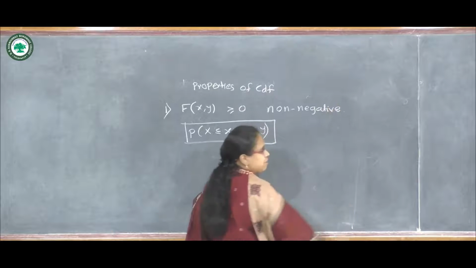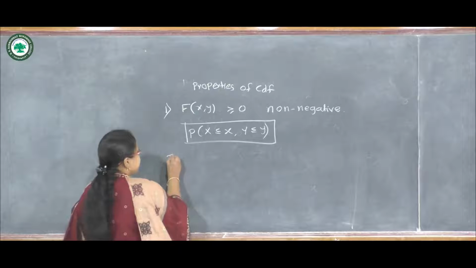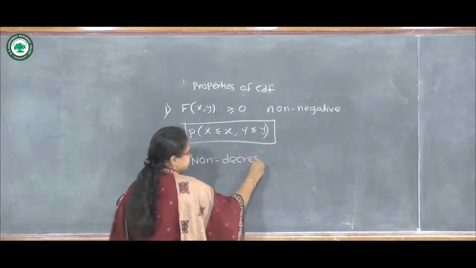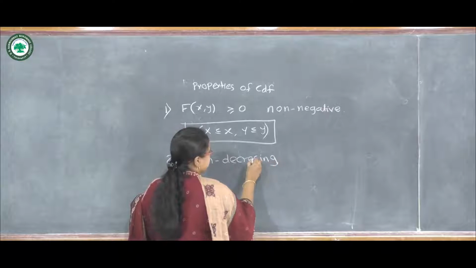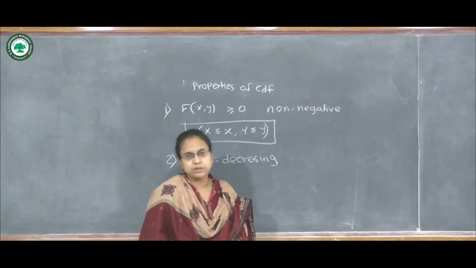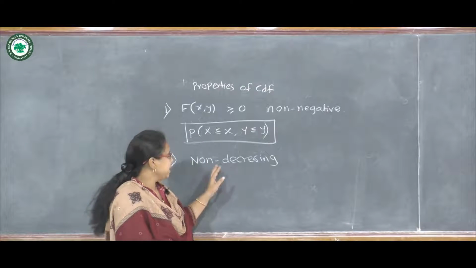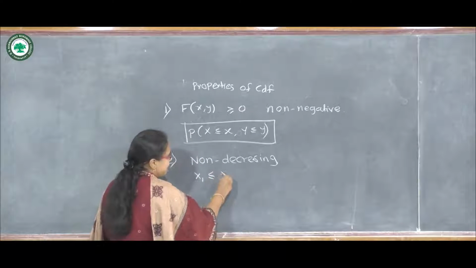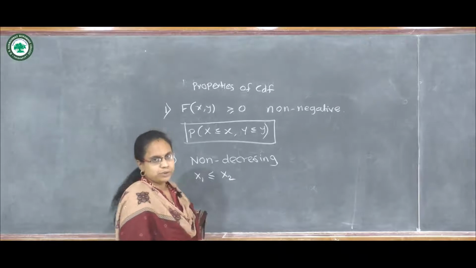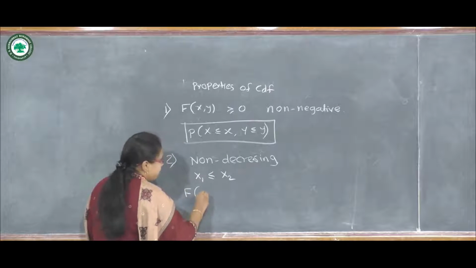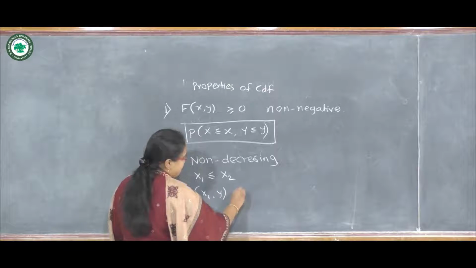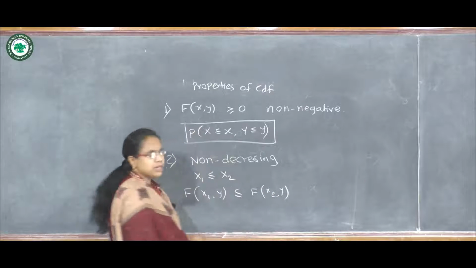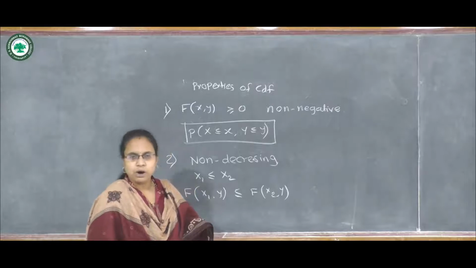So the first property's name is non-negativity. Then the second property is non-decreasing. It means the CDF, that is the distribution function, is always non-decreasing in its argument. Suppose it is given that x1 is less than or equal to x2, then F of x1 comma y is less than or equal to F of x2 comma y. So this is the non-decreasing property of the CDF.